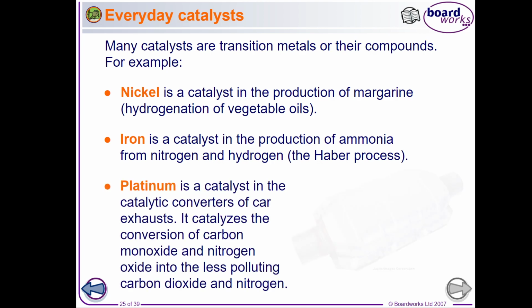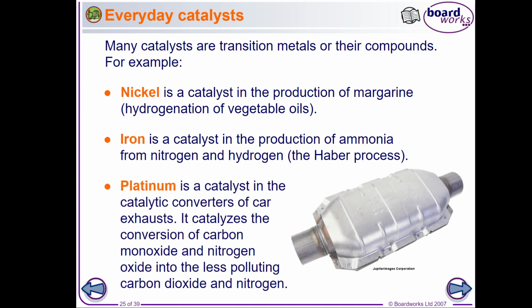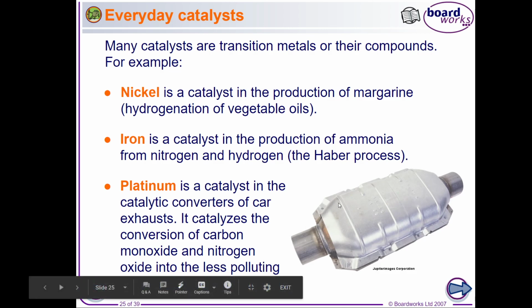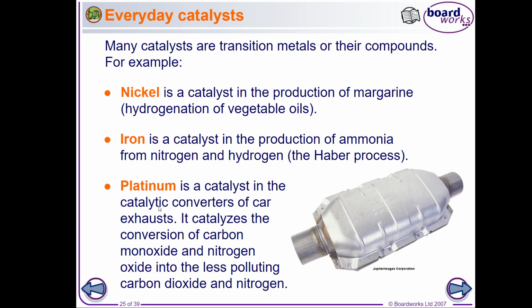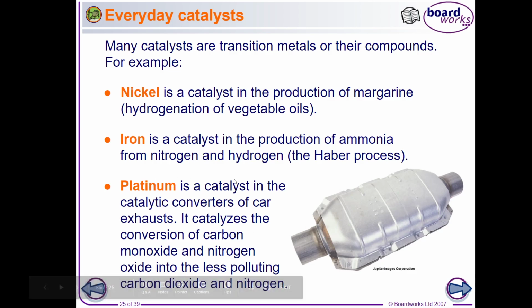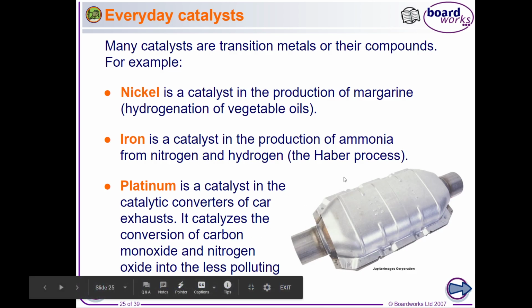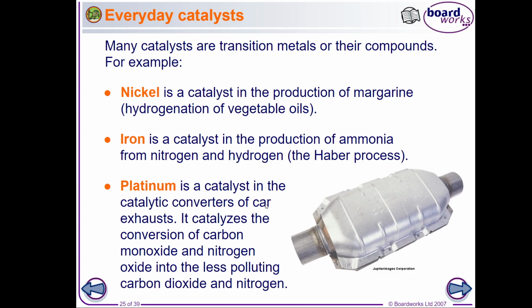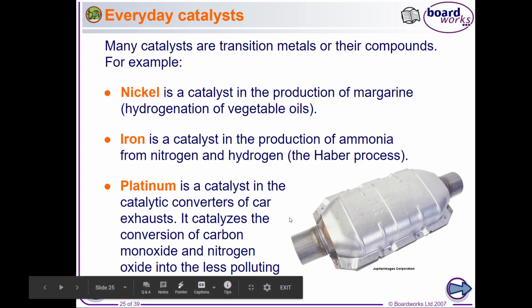Here are some examples of some everyday catalysts. If you ever see videos of somebody stealing a muffler from a car, the reason is that they're actually trying to steal the platinum out of the catalytic converter. And the catalytic converter essentially helps to make carbon dioxide, which is less harmful than carbon monoxide.